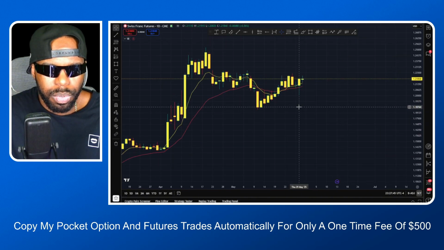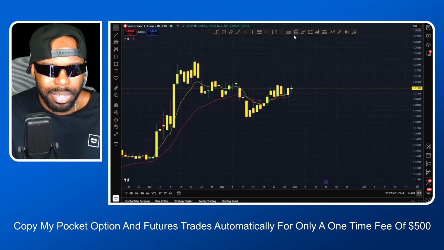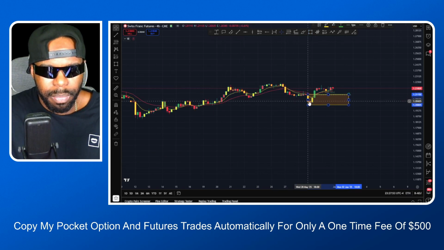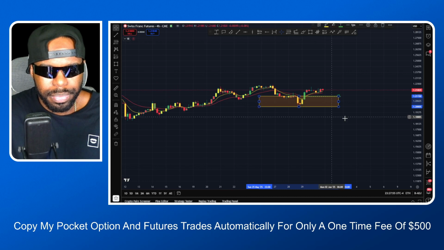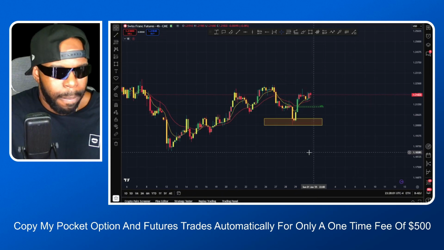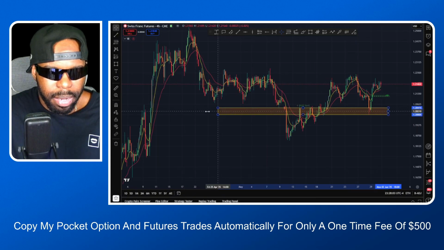Okay. So what you want to do, I can see right now, Thursday again is gonna be the lowest. So I'm gonna do like that. The zone is too big. See if I can make it a little bit smaller. Okay, make it a little bit smaller. There we go.